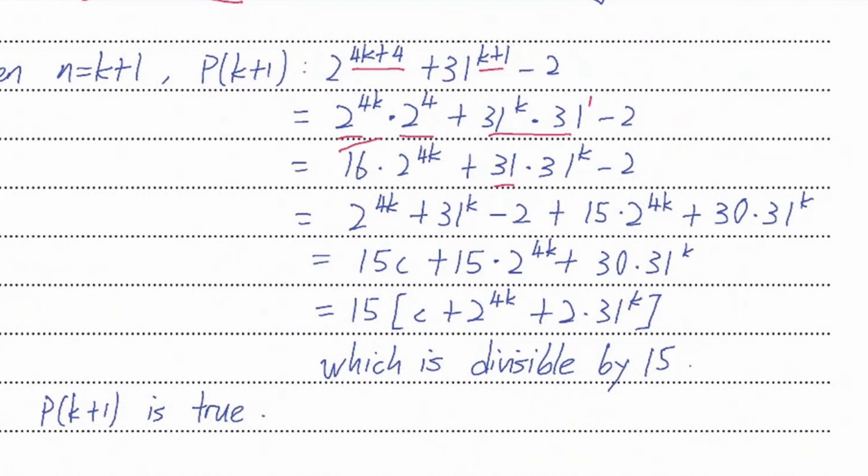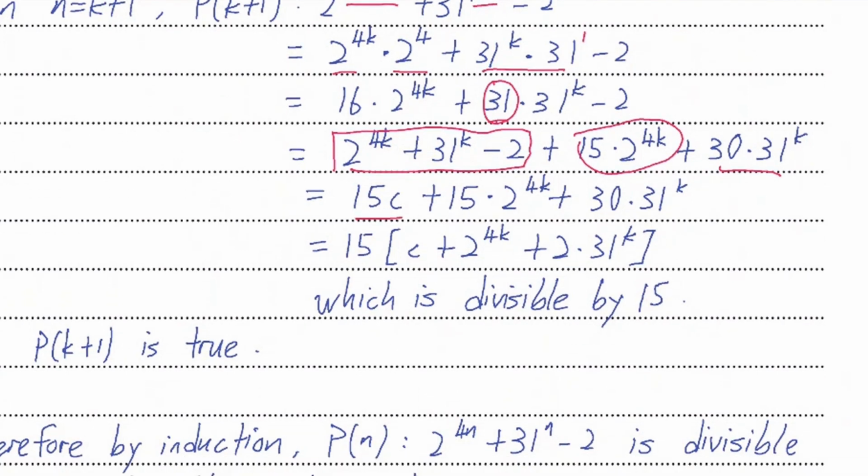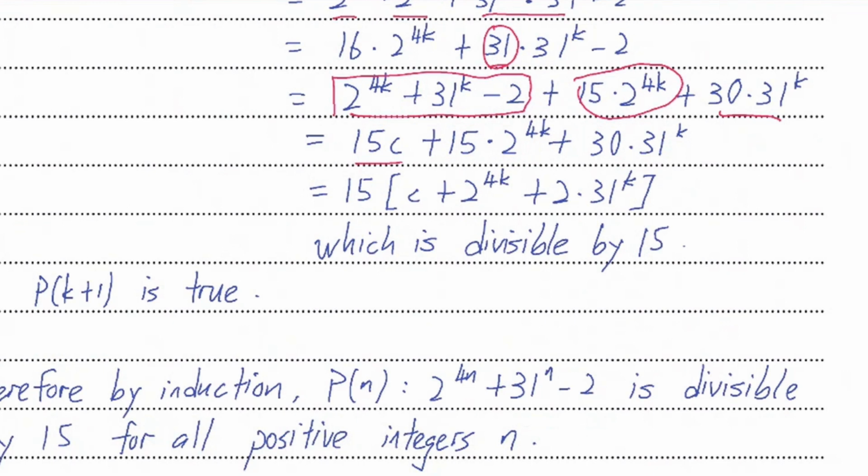So here we have 16 of the 2 power 4k. We just take out one of the 2 power 4k together with another 15 of it. And this one is the same thing, the 31 of the 31 power k here. We take out one of the 31 power k, and the rest of it is 30 of the 31 power k there. With that, we try to obtain what we have actually assumed earlier. So this is what we have assumed earlier. We know that it is actually 15c. So once we replace that with 15c, later it's very easy for us to prove.